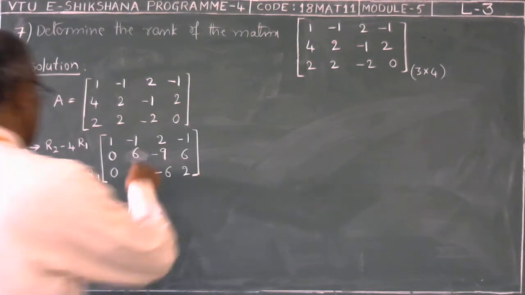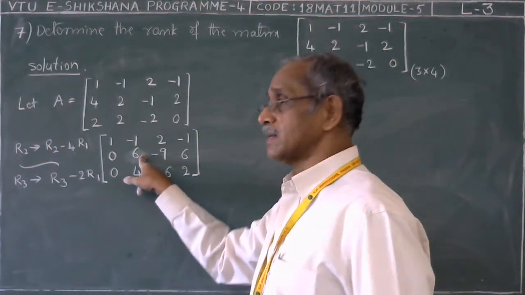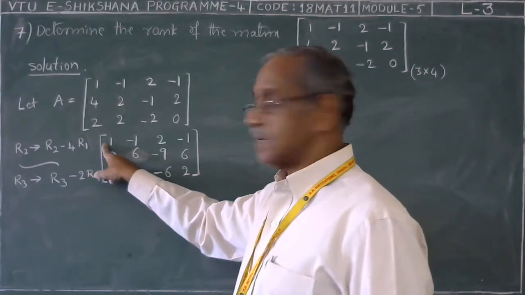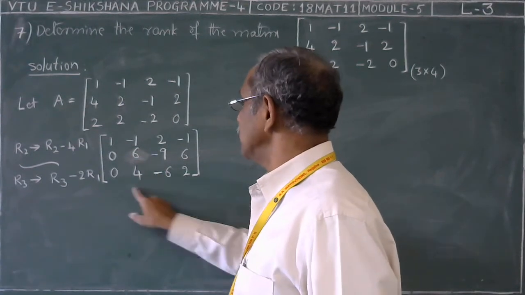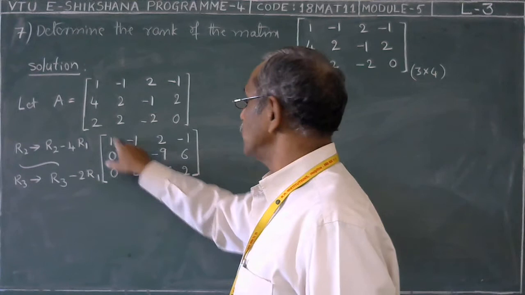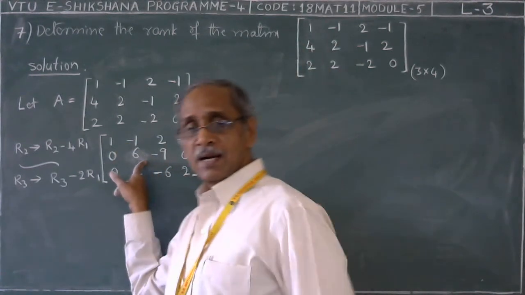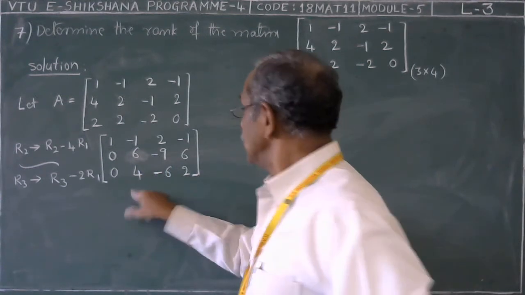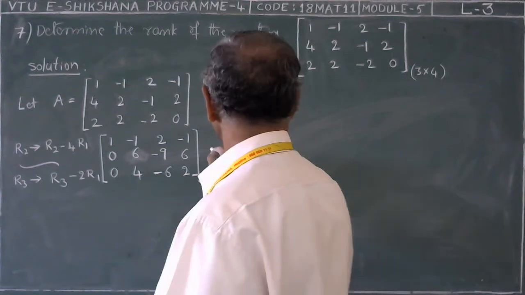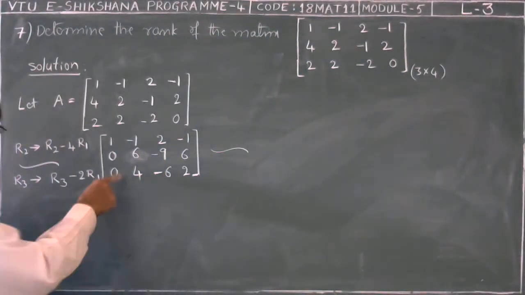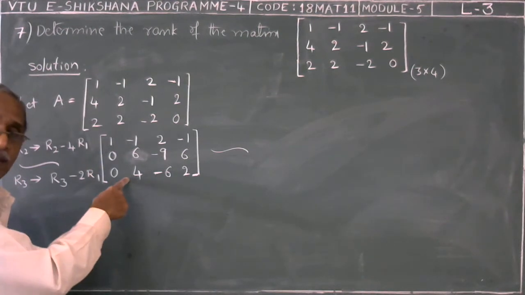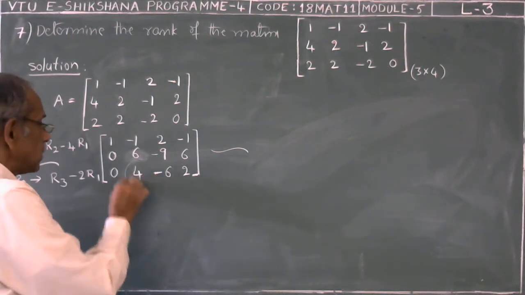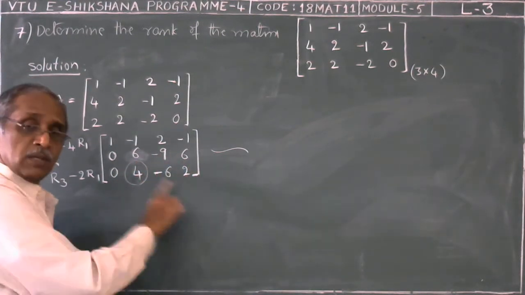Now, the leading entry in the second row is 6. It is to the right of the leading entry in the row above it, that is 1, but the only thing is I have to make this element 0, because all the elements below the leading entry in the first row are 0. Similarly, all the entries below the leading entry in the second row should also be 0. So I have to make this element 0. So what I will do, I will multiply R3 by 6 and R2 by 4 and then subtract. So I am concentrating only on making this element 0. I am not worried about the remaining elements.